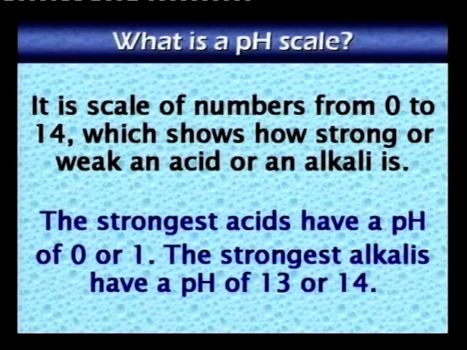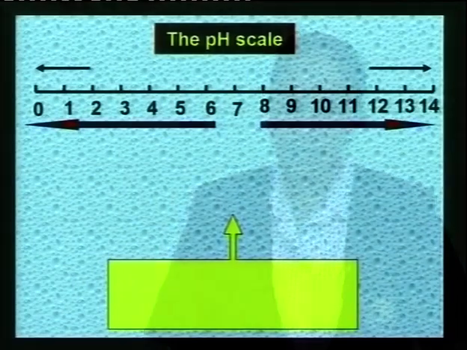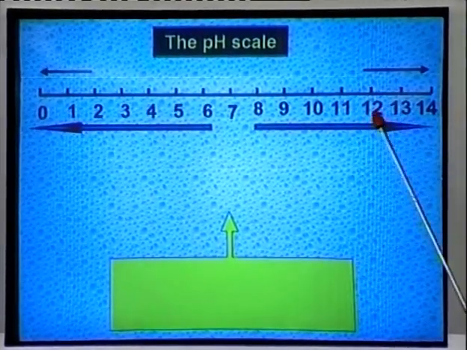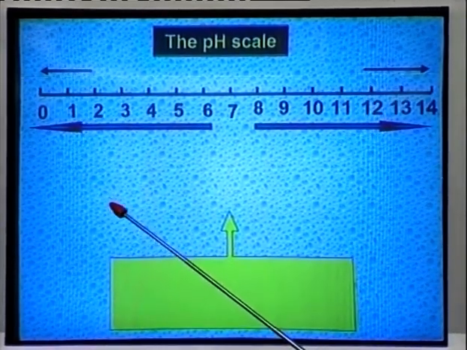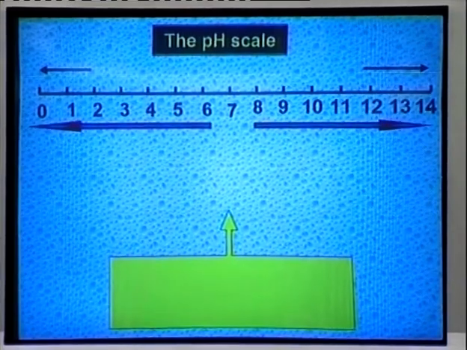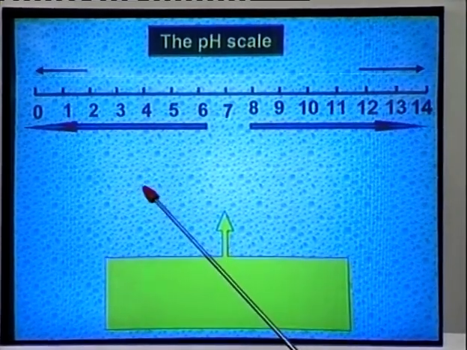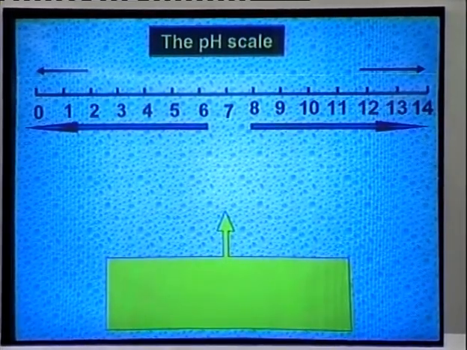Now let's further look at the pH scale. From our definition, we said a pH scale is a scale of numbers from 0 to 14. As you can see here on the monitor, we have numbers from 0 to 14. And this scale shows how strong or weak an acid or an alkali is. Now let's look at the different parts of the pH scale.